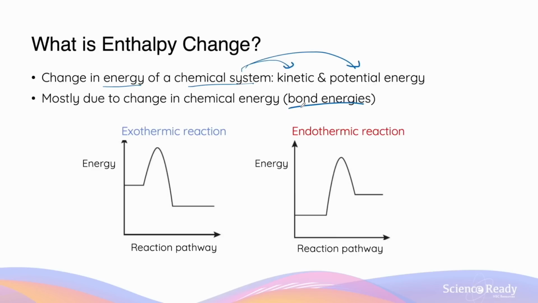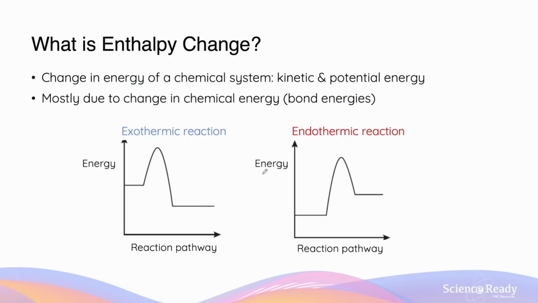Recall that when we break apart bonds in reactants, energy is absorbed, and when we form new bonds in the products, energy is instead released. The relative difference between the energy absorbed and released will contribute to the change in the chemical potential energy of the reaction, which makes up the majority of the change in enthalpy of a chemical reaction.